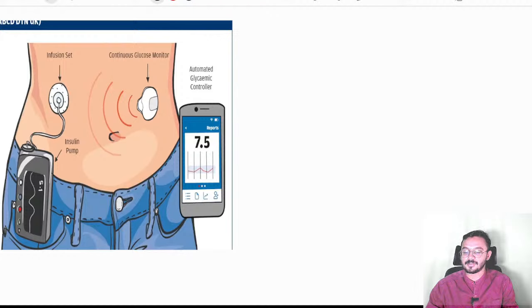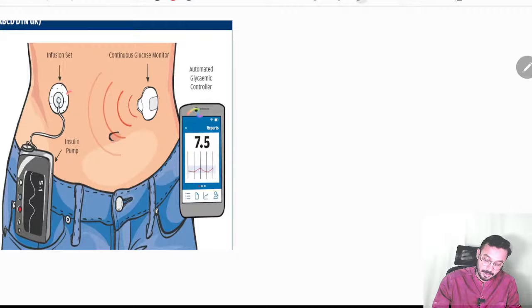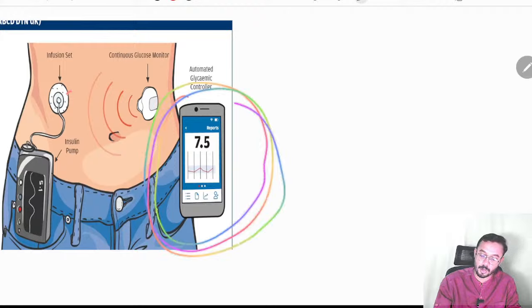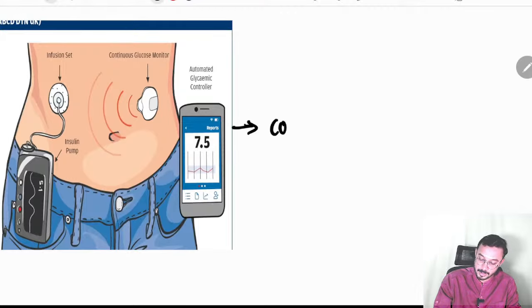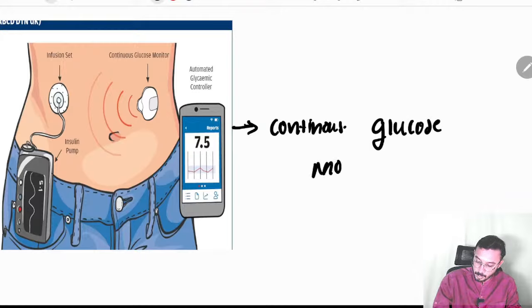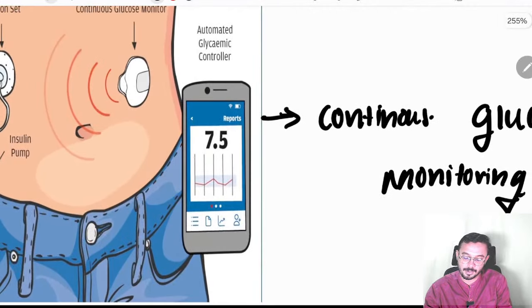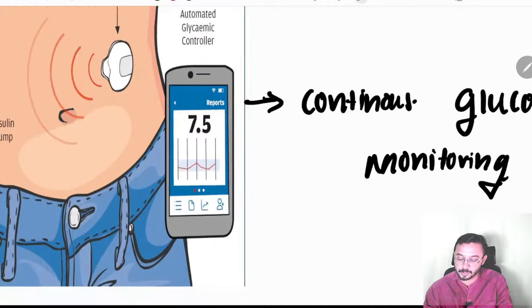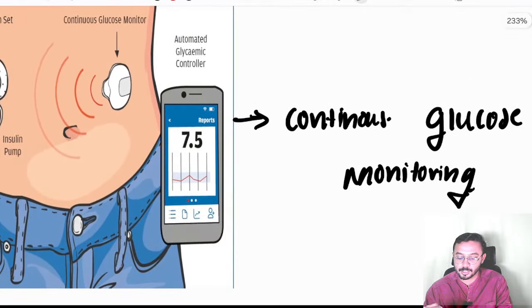So this device, remember I have mentioned this is a very important IBQ. Here this is continuous glucose monitoring, right? And what is this? Look at this. This is like a cell phone or mobile phone. Here one patch is present. If you bring that monitor to this patch, it will show the blood glucose level. This is too expensive, and this is for an automated glycemic controller.